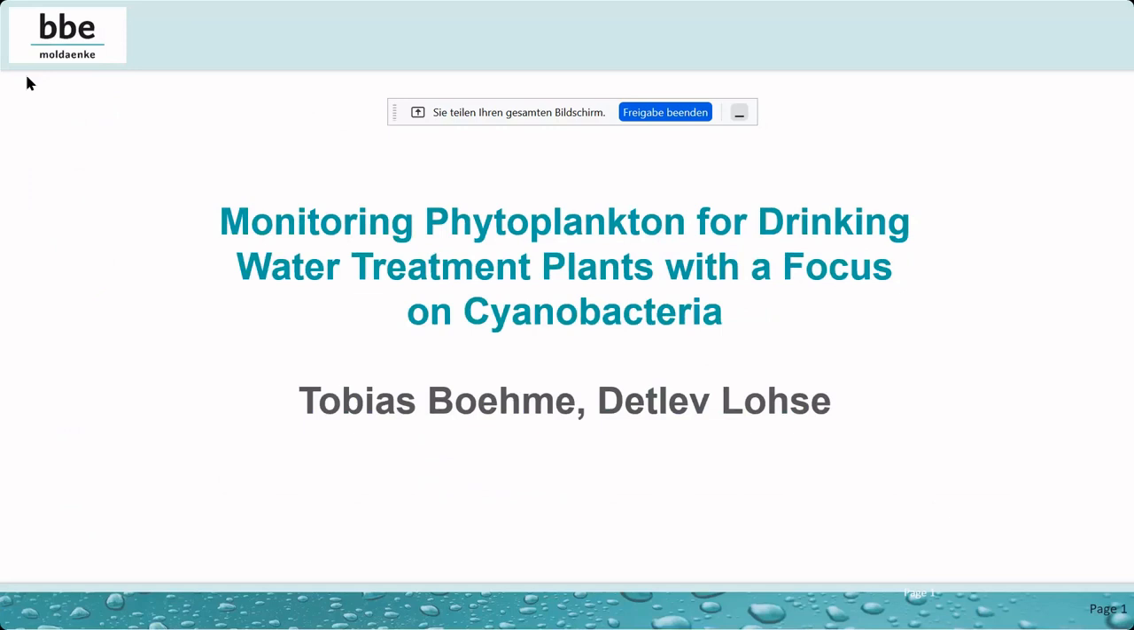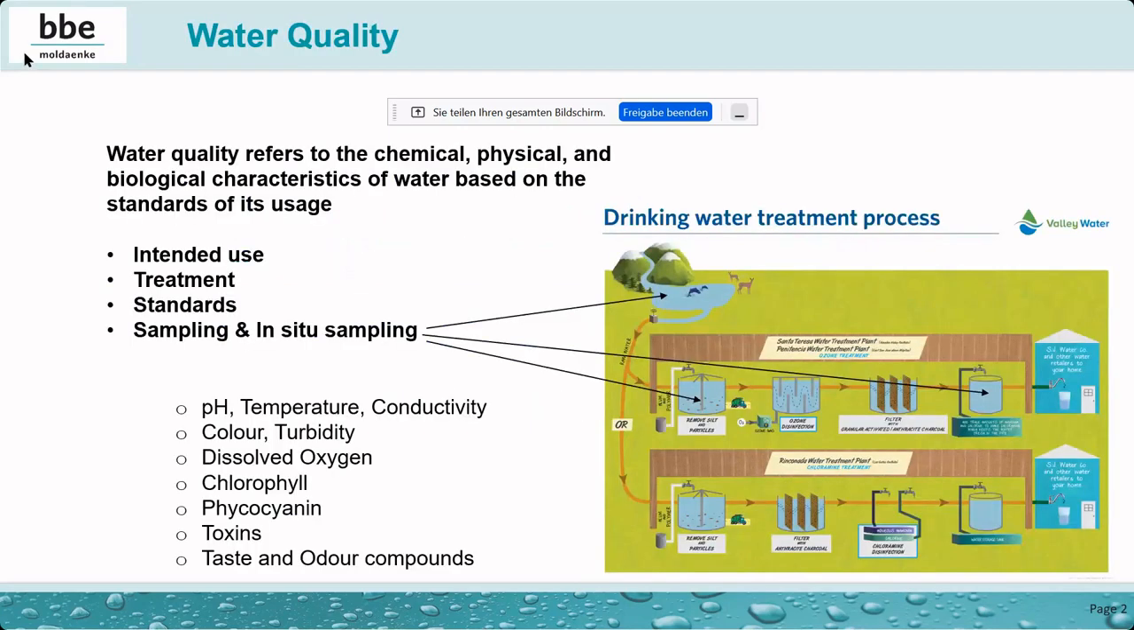Okay, the title of our presentation today is Monitoring Phytoplankton for Drinking Water Treatment Plants with a focus on cyanobacteria. That's what we want to present here, and what we think it is, the use of a technique, fluorometry, to determine algae and cyanobacteria. And we focus also on drinking water treatment.